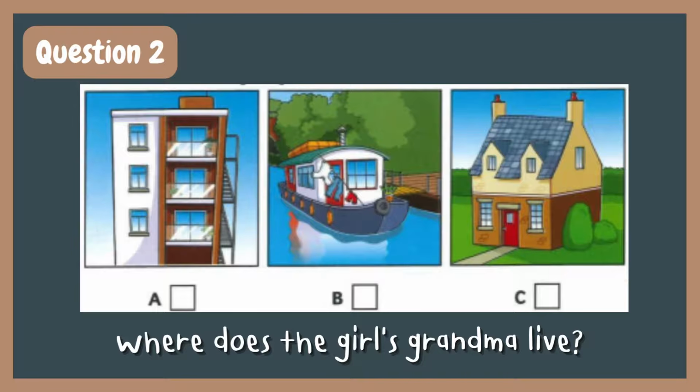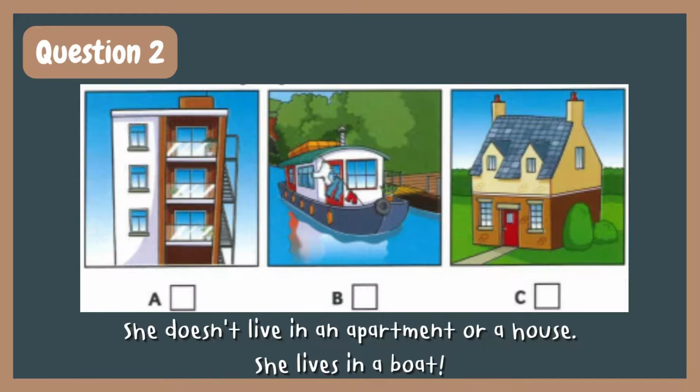Question 2. Where does the girl's grandma live? She doesn't live in an apartment or a house. She lives in a boat. So the answer is B. It's very exciting to live on a boat.